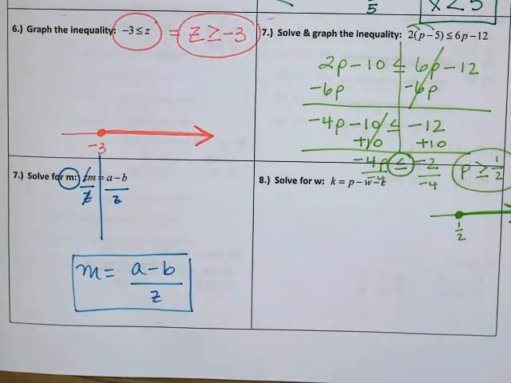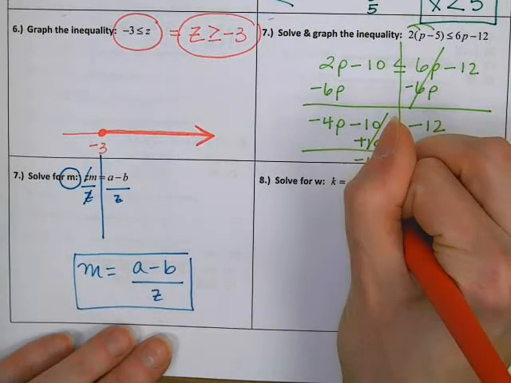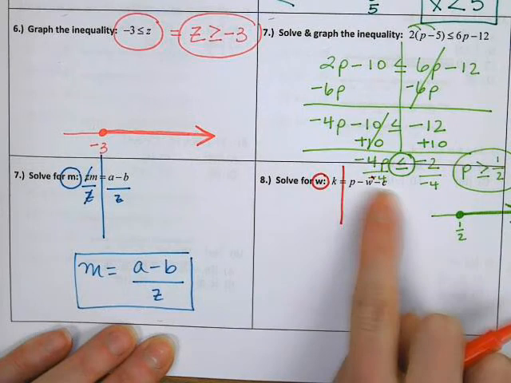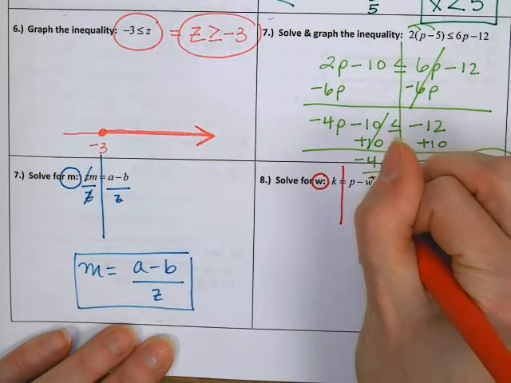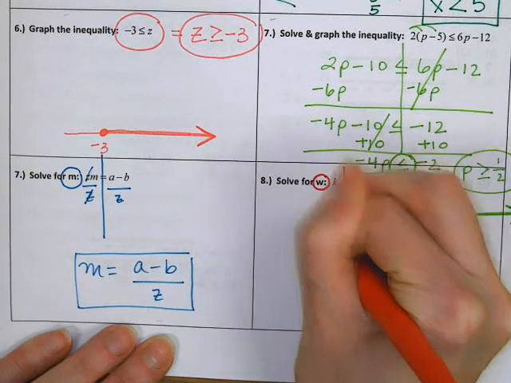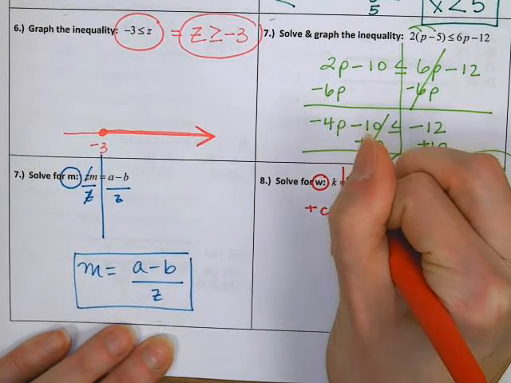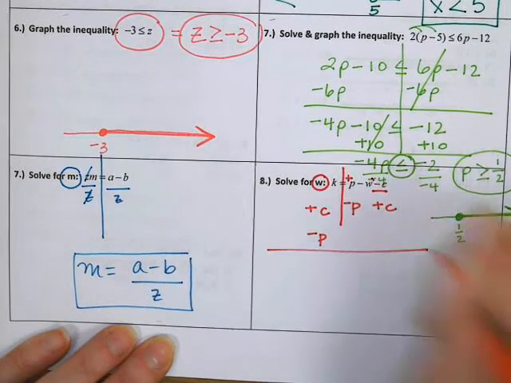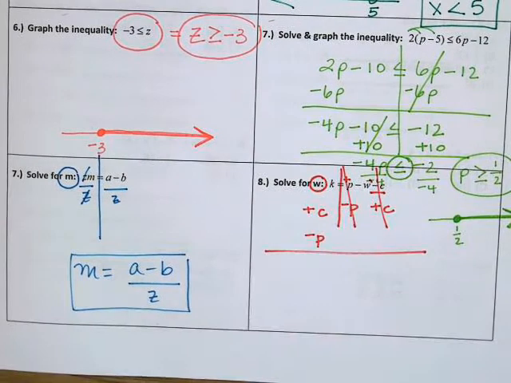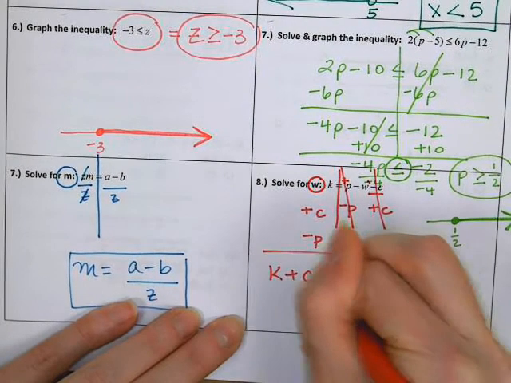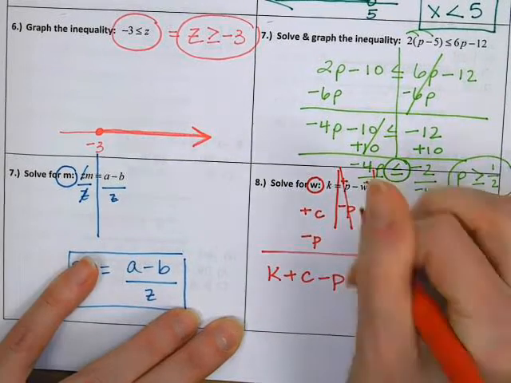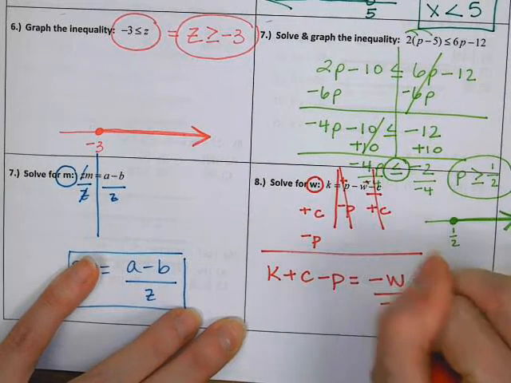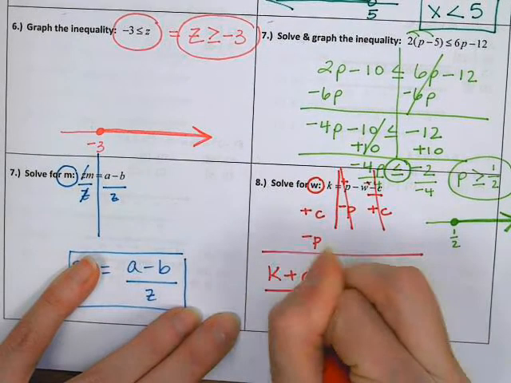And then same thing, number 8. This time we're trying to get w alone. So we got to start moving the things that are by the w. To move a minus c, we're going to add c. And to move a positive p, we're going to minus p. Okay, so these cancel. So now we have k plus c minus p. And you would think we're done, but we're not. We got to get rid of that negative. So we have to divide everything by -1.